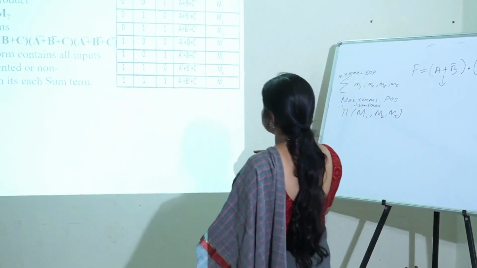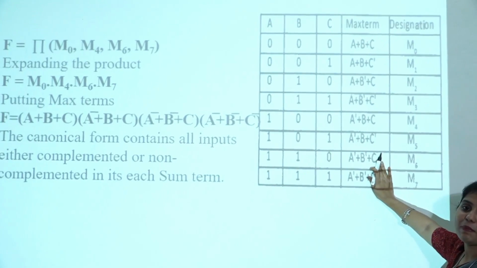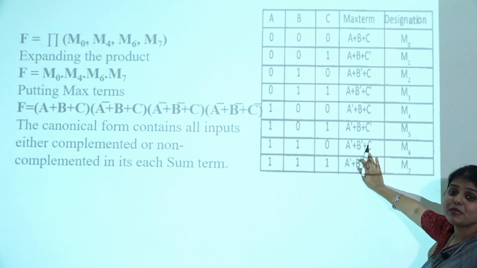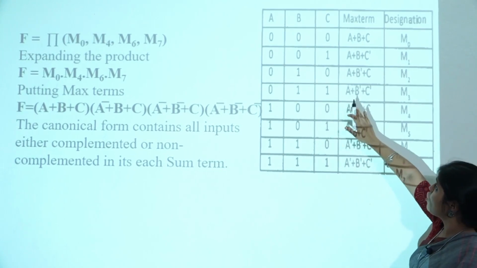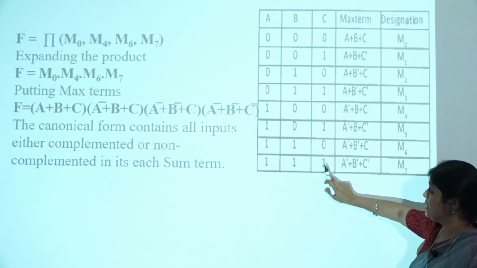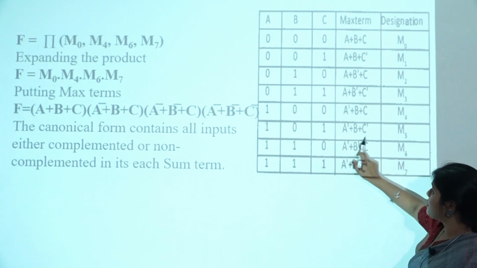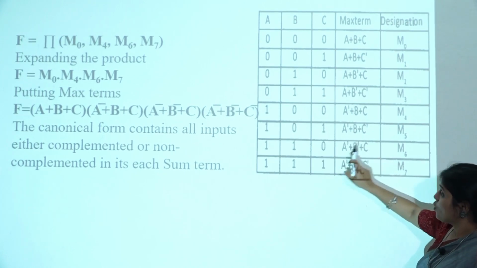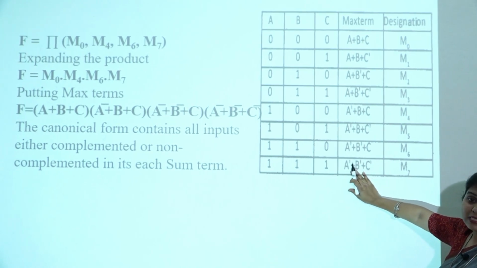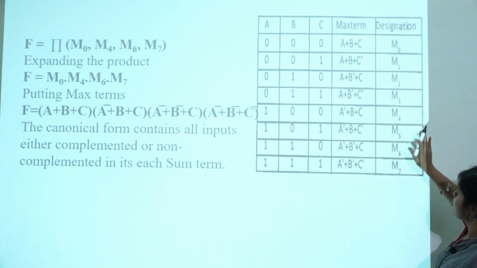Now look at the notations. When I have 0, 0, 0, the max term would be A plus B plus C. When I have 0, 0, 1, the max term will be A plus B plus C bar. When I go for 0, 1, 0, I have A plus B bar plus C. When I have 1, 1, 1, it will be A bar plus B bar plus C bar. That is, 0 represents the original literal, 1 represents the complement of that particular literal here in max terms or in your POS. Okay. Now they are designated as M0 to M7.